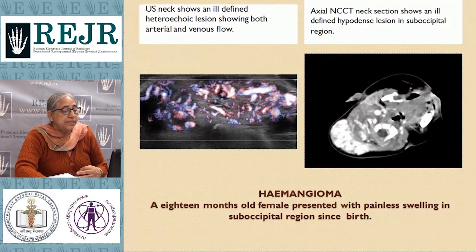This is a child, an 18-month-old female who presented with a painless swelling in the suboccipital region since birth, and ultrasound shows an ill-defined heteroechoic lesion showing both arterial and venous flow, and a CCT done shows an ill-defined lesion which is showing intense vascularity in the suboccipital region.